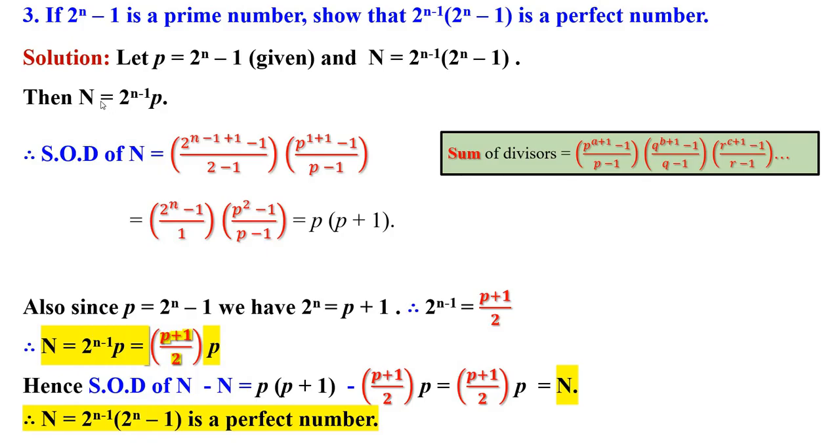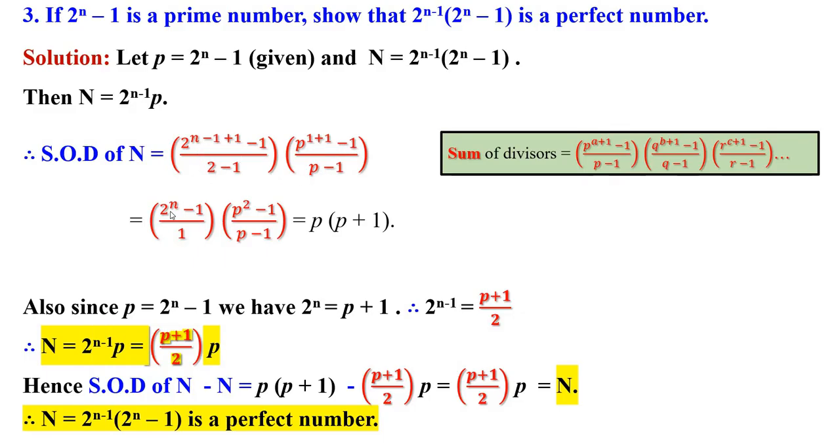Now you have n to be a product of prime powers. One prime is 2, the other one is p. In the index of 2, that is in the place of a, you have n minus 1. So 2 raised to a plus 1, that is n minus 1 plus 1, by 2 minus 1. And here b is 1, so p power 1 plus 1 minus 1 by p minus 1.